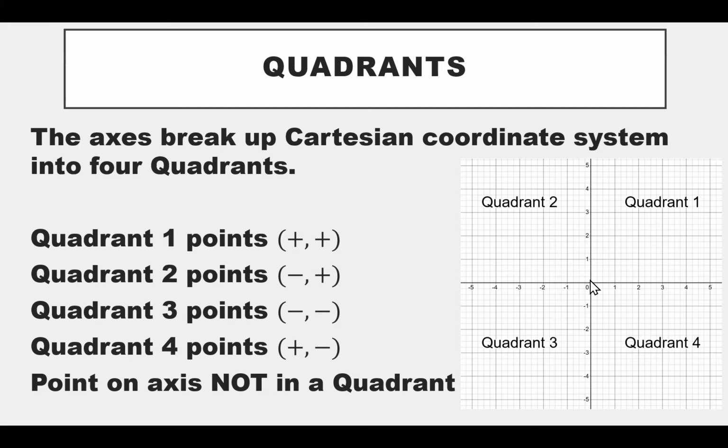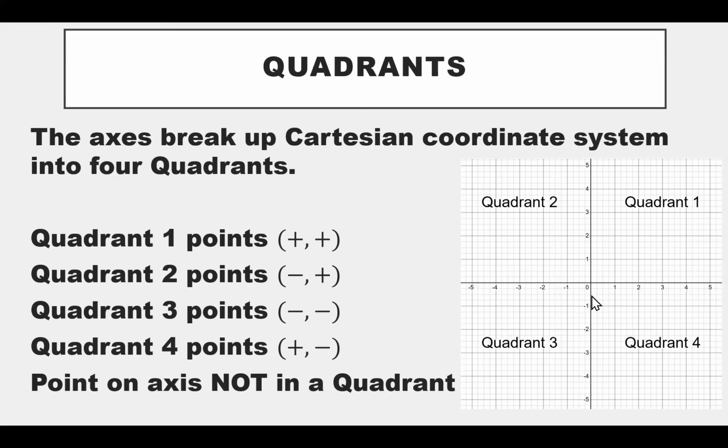Notice that in quadrant 2, you'd have a negative x value because you'd move to the left, but you'd have a positive y value because you moved up. Quadrant 3 is negative, negative. You move negative in the x direction and then negative in the y direction. Quadrant 4 is positive in the x direction, but negative in the y direction.